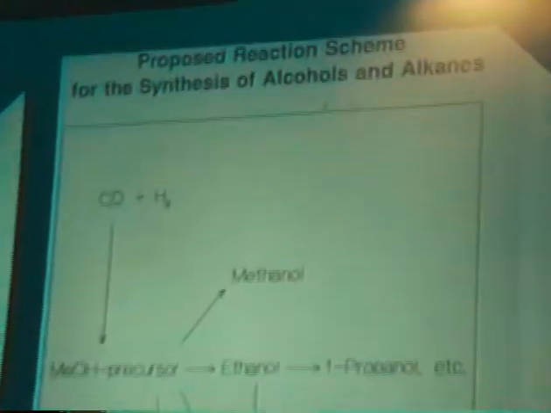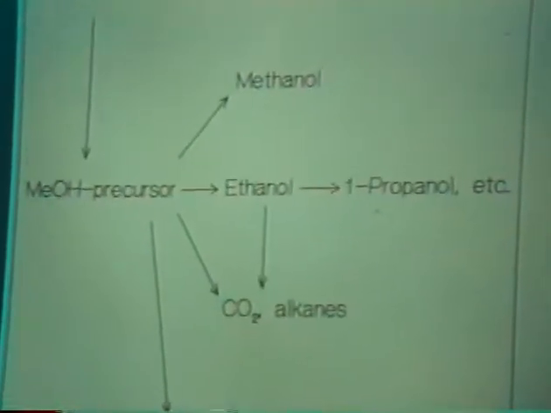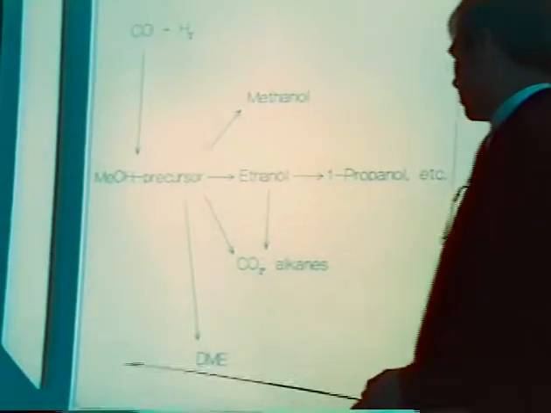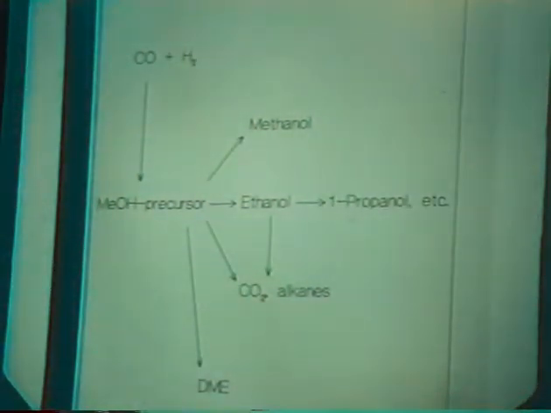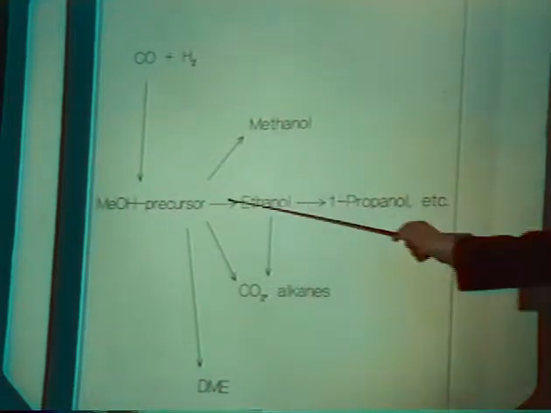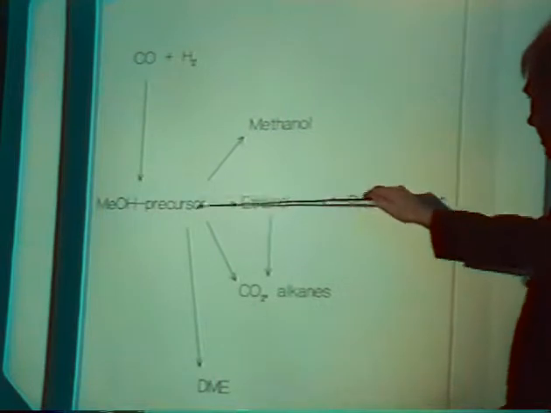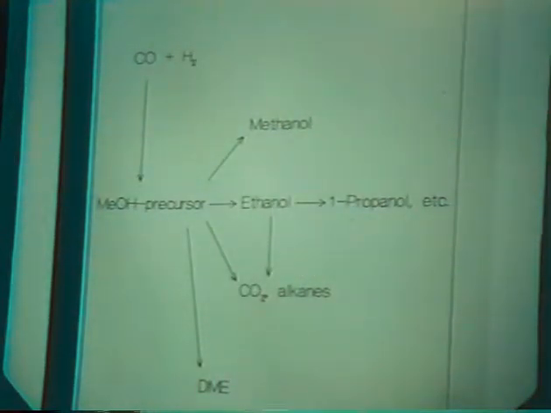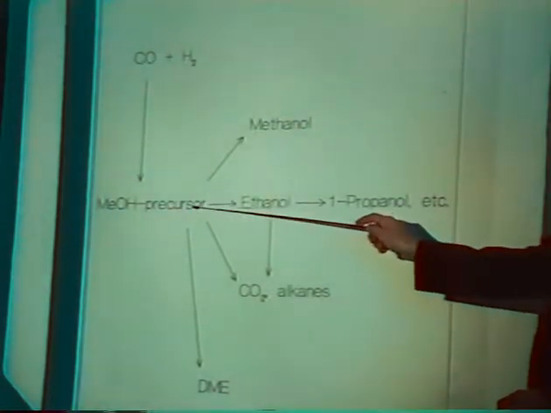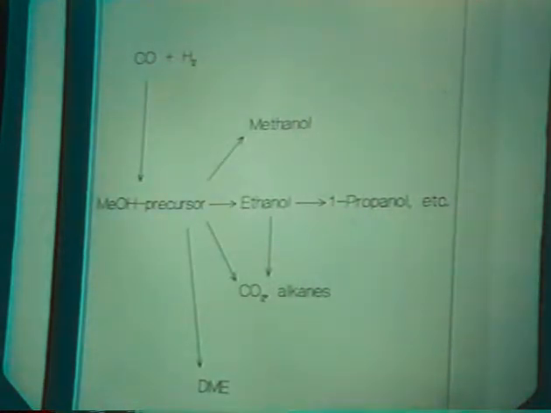things are working. Now, our results, we think, fit in with a scheme which can be depicted in this sort of way: the CO and hydrogen are forming some sort of methanol precursor, possibly a formate species, that then forms ethanol, and then goes on to isopropanol and so forth. The methanol is formed directly from that precursor, and it would appear also that CO2 and alkanes are being formed from that precursor. Now, the argument in the literature, at least, is that to go from here towards the higher alcohols, you need a positive ion on the surface of the catalyst.